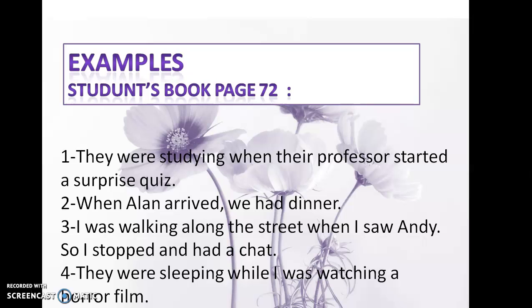Example 4. They were sleeping while I was watching a horror film. Here we have two long actions. في عنا هون فعلين استغرقوا وقت طويل, so we used past continuous with sleeping, were sleeping, and was watching.